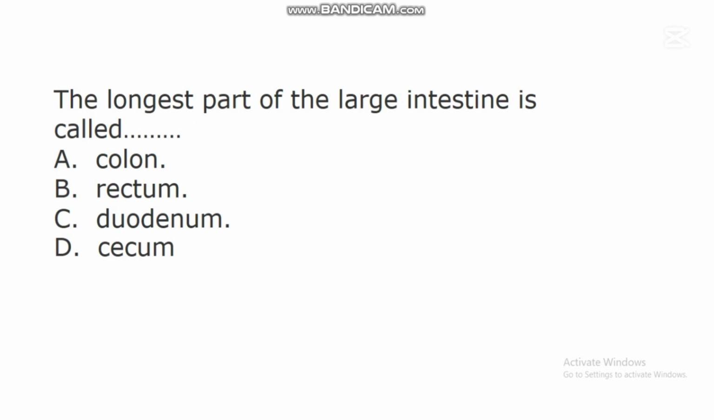The next question says, the longest part of the large intestine is called dash. A. Colon. B. Rectum. C. Duodenum. D. Caecum. In this question, the correct answer is A. Colon. The colon is the longest part of the large intestine. Scientists have studied the large intestine and discovered that the part known as the colon is the longest part of it.